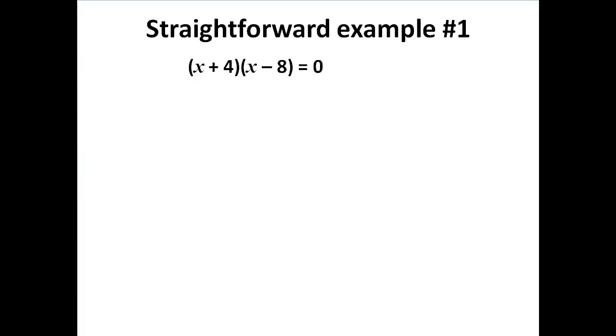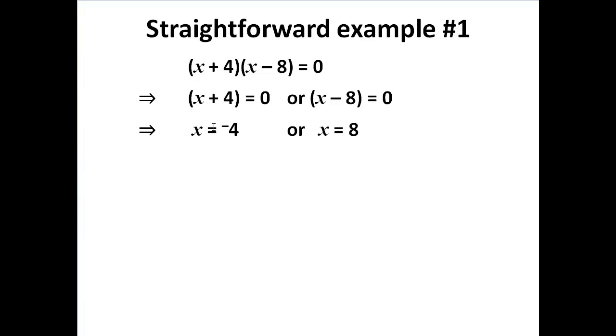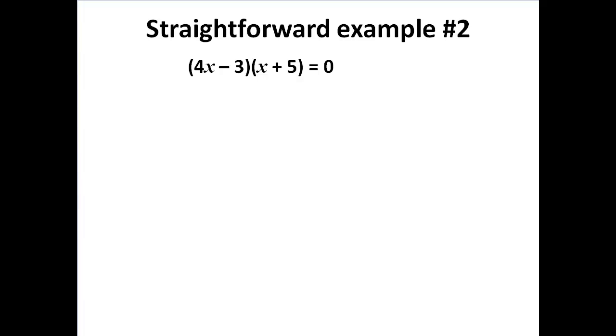Here's a very straightforward example. It's already factorized. We don't need to expand it. We have a quadratic is equal to 0. We merely set each of the two brackets equal to 0, which gives us either that x is minus 4, which makes that bracket equal to 0, or x is 8, which makes that one, and that's our answer. Very simple. We just need to recognize the situation.